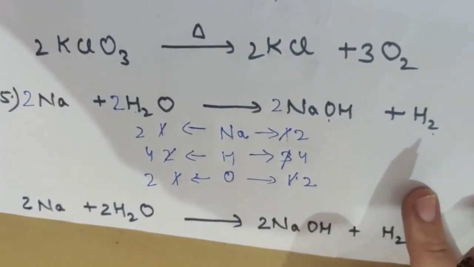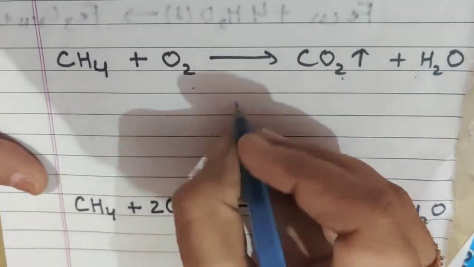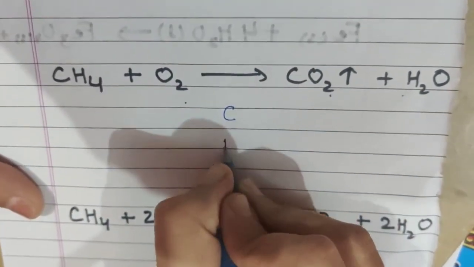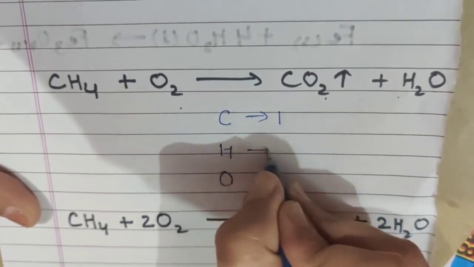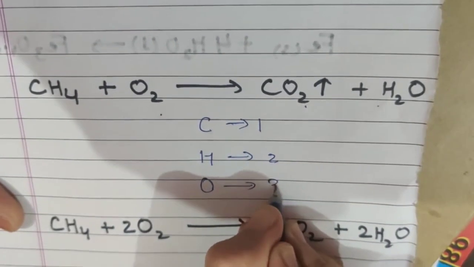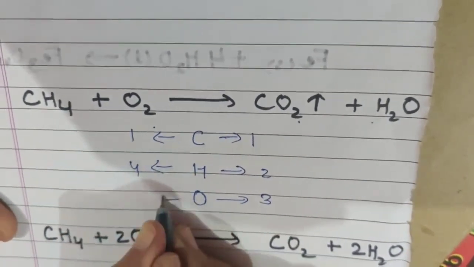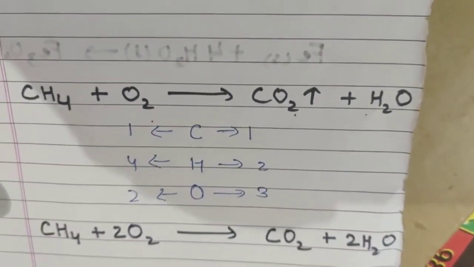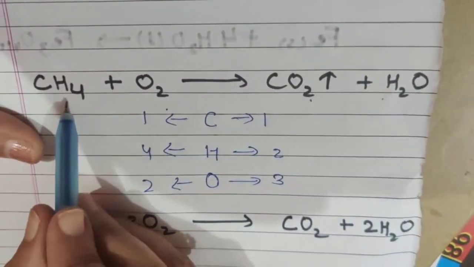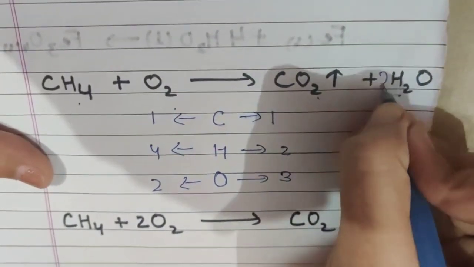Now the last one is this: CH4 plus O2 gives CO2 plus H2O. The atoms that we have are C, H and O. C this side is 1, hydrogen is 2 and oxygen is 3. This side C is 1, hydrogen is 4 and oxygen is 2. Okay, now to balance it, let us start with hydrogen first. This side we have 4 hydrogen atoms, this side we have 2 hydrogen atoms. So this can be made 4 by putting 2 here.